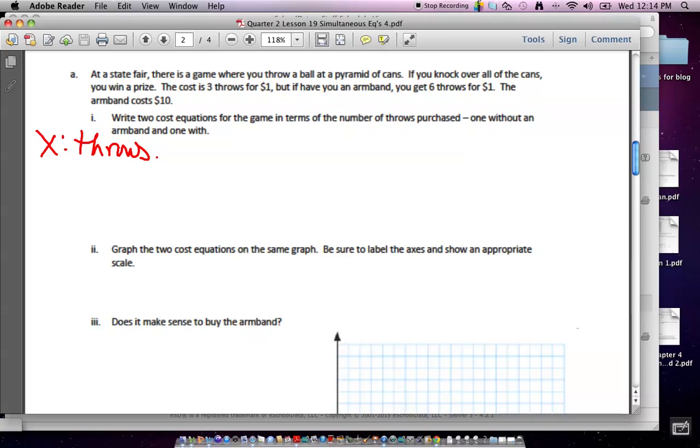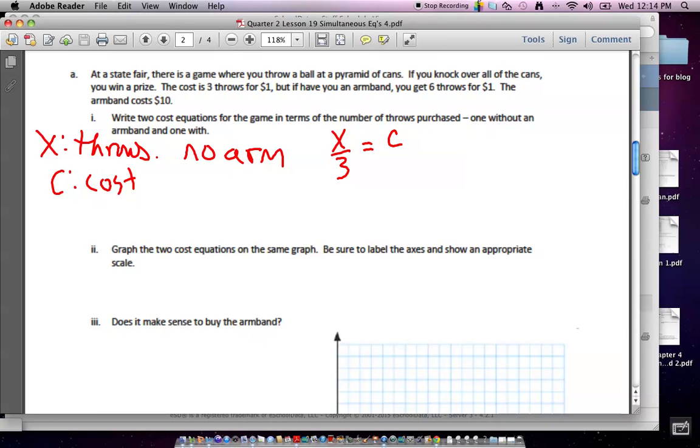If you have no armband, what's your cost for throws? $1. For how many throws? 3. So if I let x be the number of throws, like if you threw 21 throws, how much would that cost you? $7. So you're going to take x divided by 3 is going to equal the total amount of money, the total cost. Let's call the cost C. X is the number of throws, C is the cost. Does that make sense?